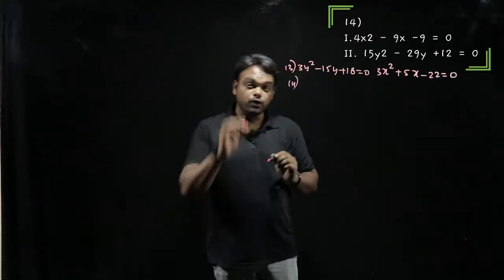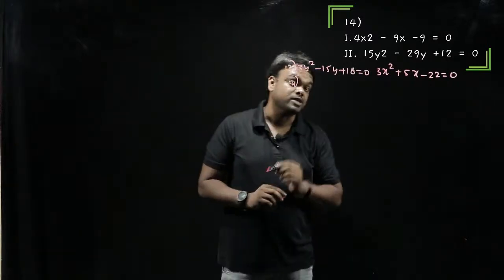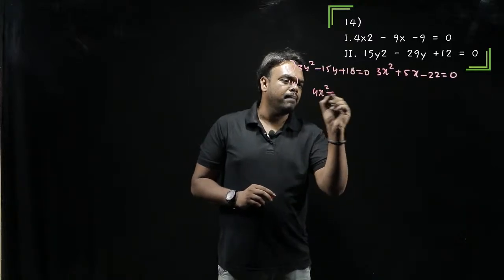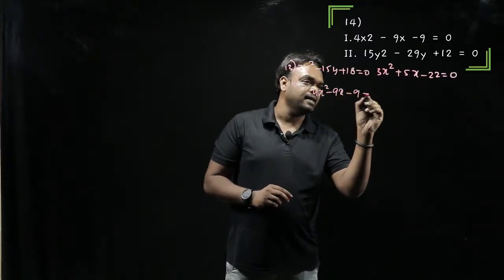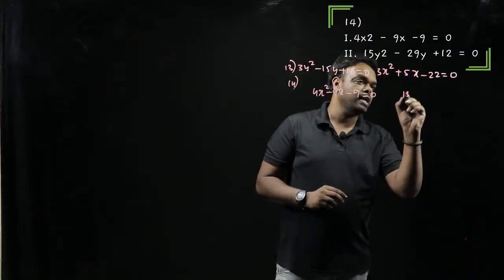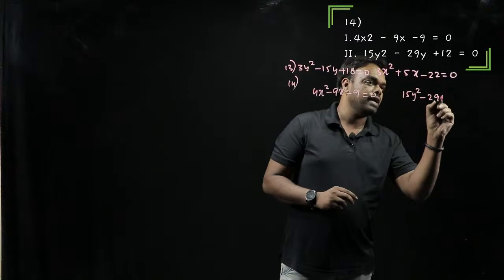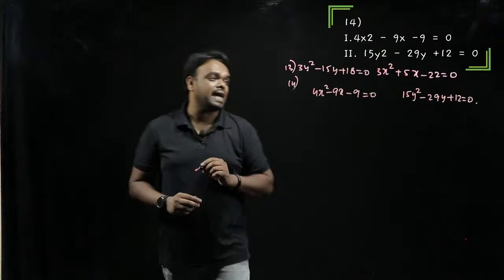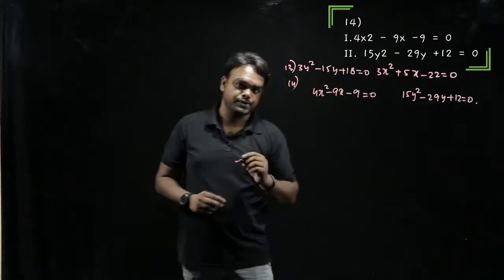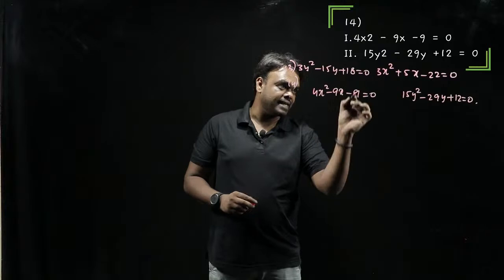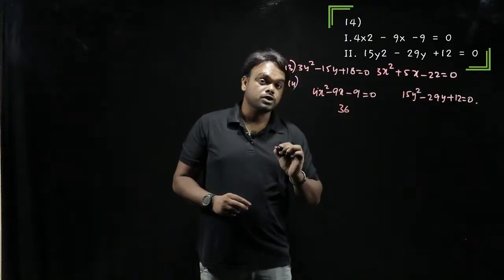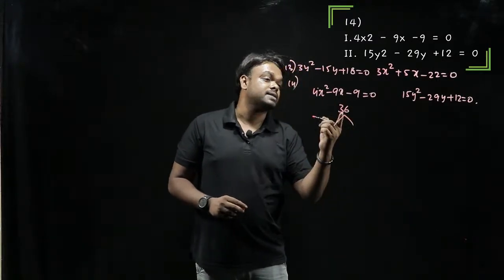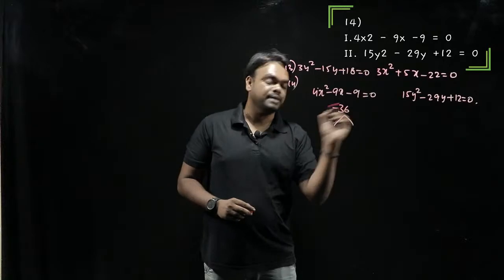Now in the 14, if you observe, the coefficient of x square and y square are different, right? So let me write the equations. We have 4x square minus 9x minus 9 equal to 0. And another one we have 15y square minus 29y plus 12 equal to 0. Okay. So here we might waste time slightly to calculate the factors. Now let us see. The first, for x, 9 into 4, 36. So for 36 we have to find the factors. How? Product must be minus 36, whereas sum must be minus 9.